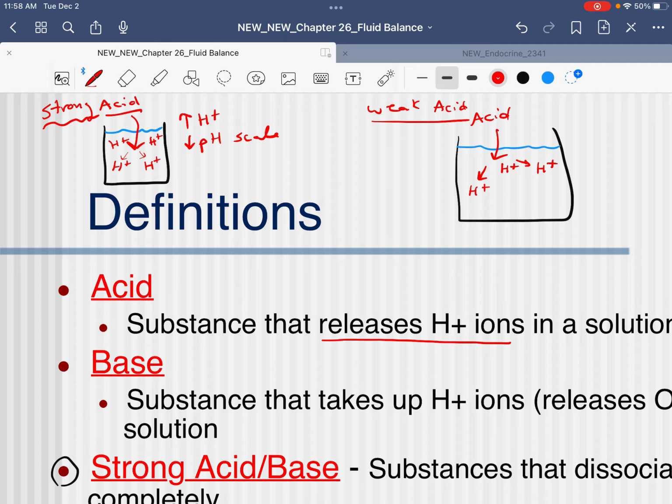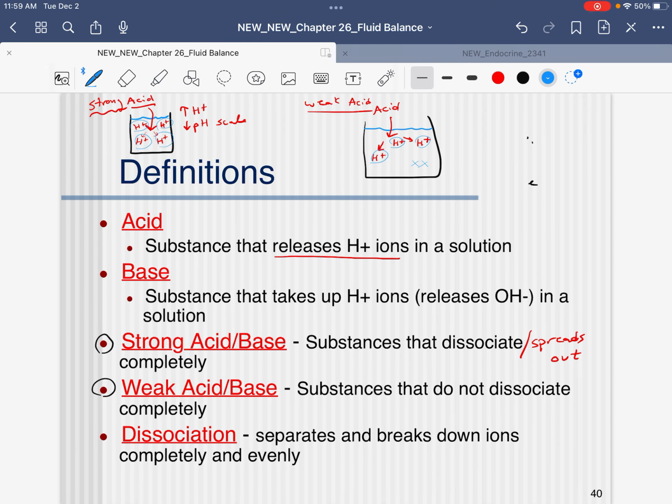Notice the strong one. The hydrogen spreads out completely and evenly. There's equal amounts of hydrogen in all parts of the solution. There's hydrogen over here, there's hydrogen over here. So in a strong acid, the hydrogen ions spread out completely and evenly. In a weak acid, the hydrogen ions do not spread out completely. Instead, they just spread out a little bit. So they spread out here, but not here.